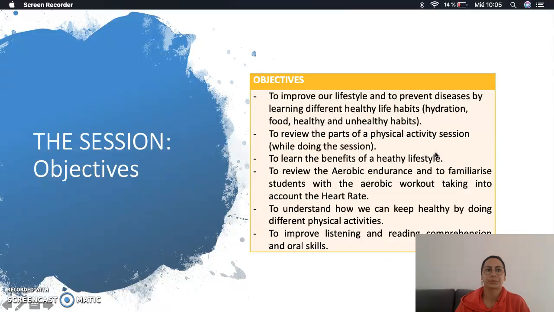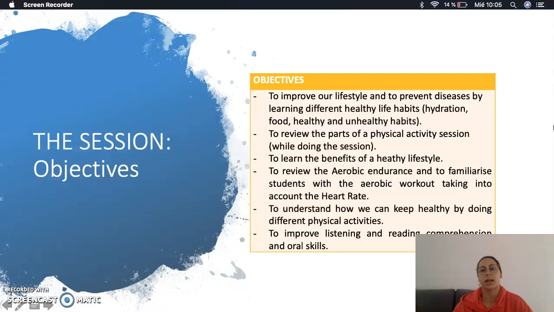We go with the session following what LOMLOE establishes about what my students need to learn in the dimension of healthy physical activity. I developed this session, which I put as the second session. Remember that we have 3 sessions in the unit. This would be the second one, with 2 hours of duration. In this session, we will introduce the benefits of the healthy lifestyle and the heart rate concept. We start with objectives. We put some objectives related to the content.